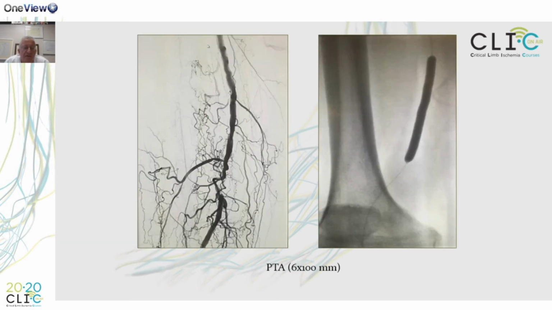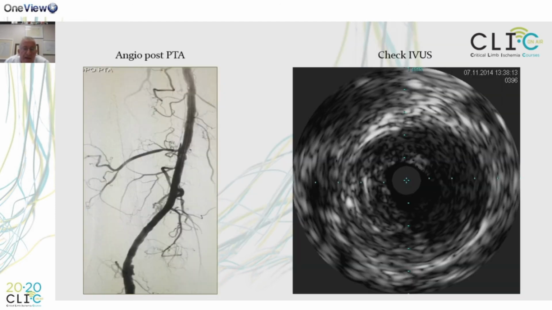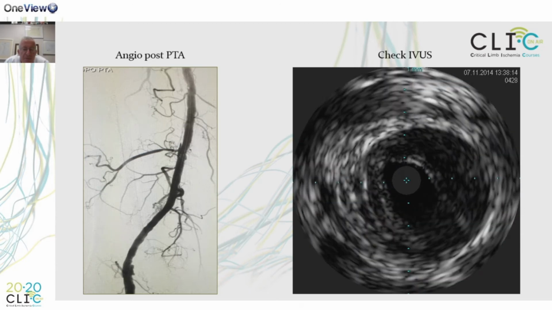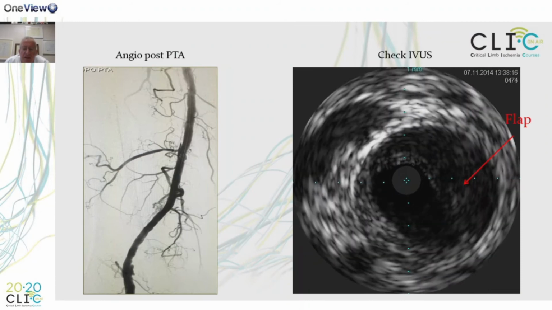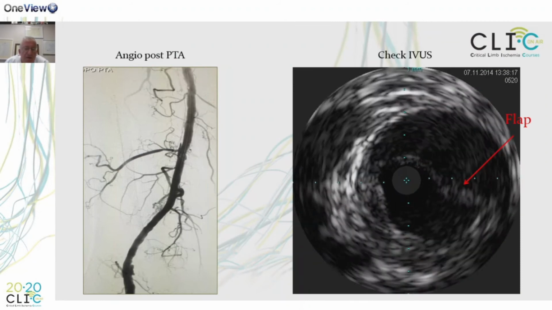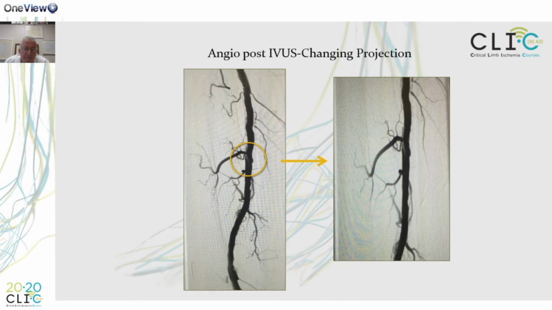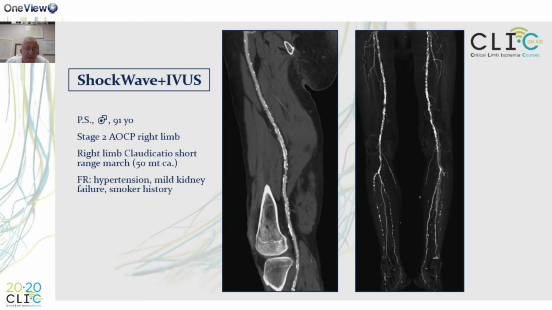In this case, we have a short obstruction of the SFA that we treated with balloon angioplasty. At the end of the procedure, the lumen gain was good, but the following IVUS check showed an intimal flap. Only after knowing it with IVUS, we also managed to demonstrate the flap with another angio projection, so as to have a good representation.